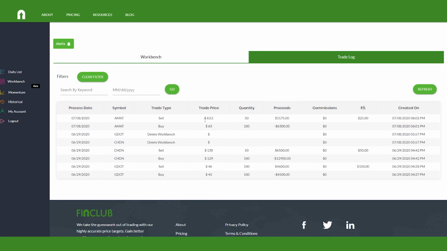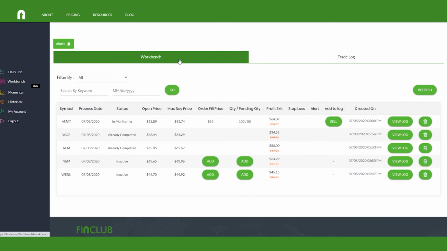So now I have a trade log of everything that I've done. And the great part about it is FinClub will be monitoring this for me, so I don't have to do anything. They'll send me an email. As long as you get your email alerts, you'll see, hey, look, it hit my target price. I'm going to go ahead and I'm going to take this off now for a profit.